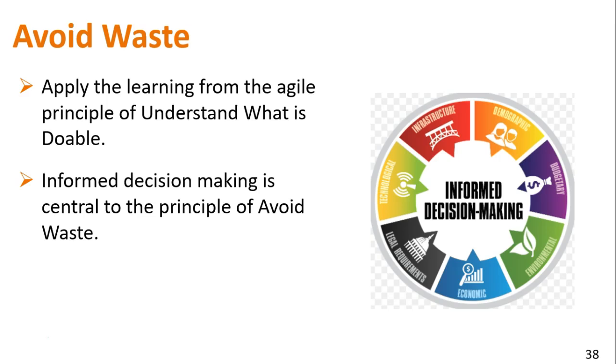Avoid waste. Well, waste is about doing things that we shouldn't be doing, producing things that we shouldn't be producing, just expending resources for no good reason. At this level, at the horizon level, one of the key things to avoiding waste is understanding what we can possibly do.